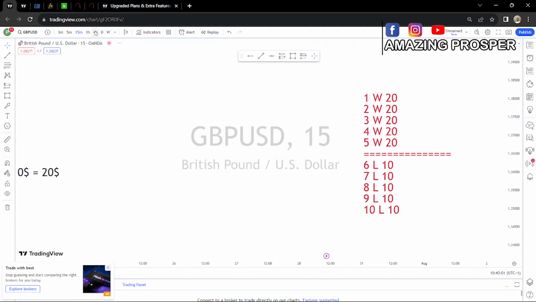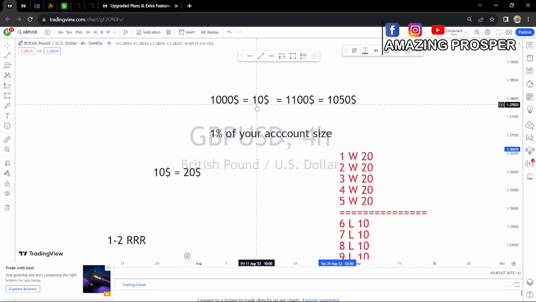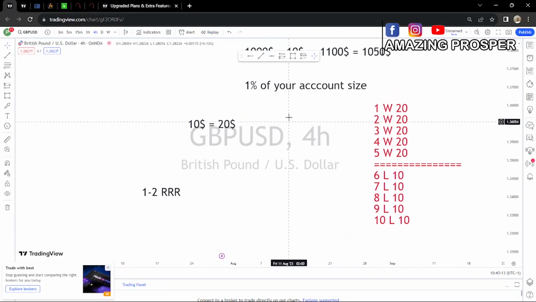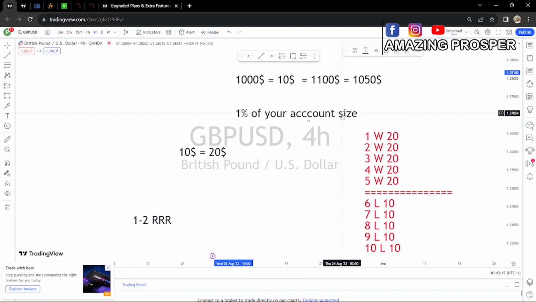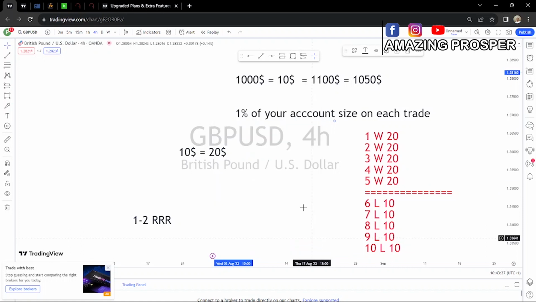So this is how I apply proper risk management on my trades. You have to be risking 1% of your account on each trade that you are trading. 1% of your account. You have to be risking 1% on each trade. 1%, $10, which is this. Which is 1% of your account size on each trade. Very simple. 1% of your account size on each trade. That's what you lose. That's what you are going to be risking.